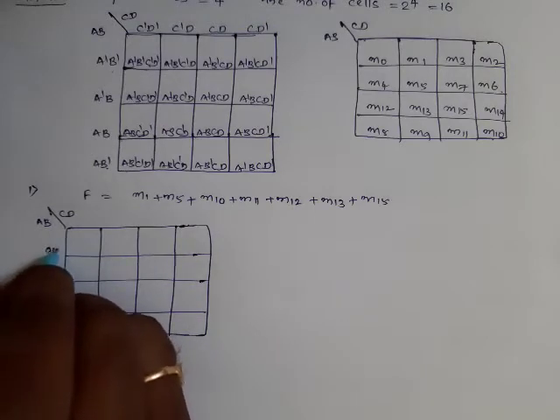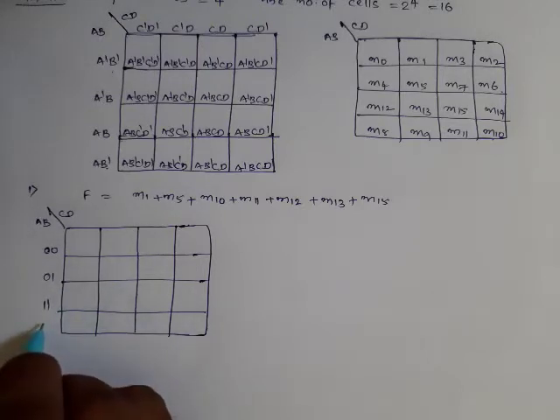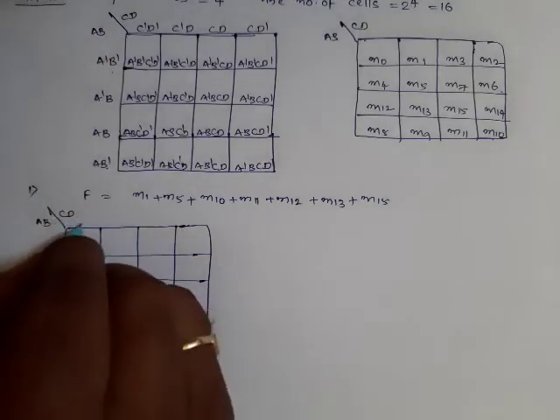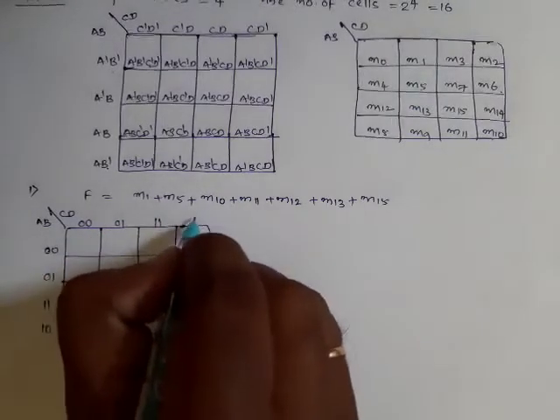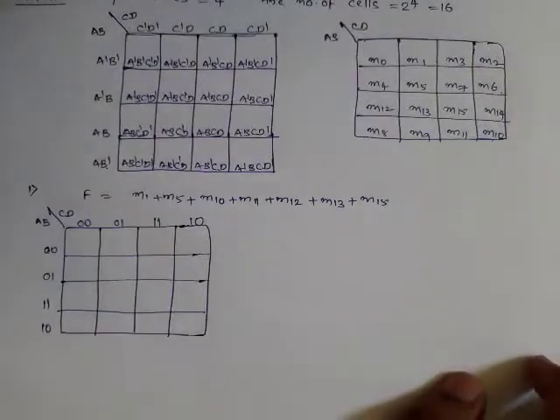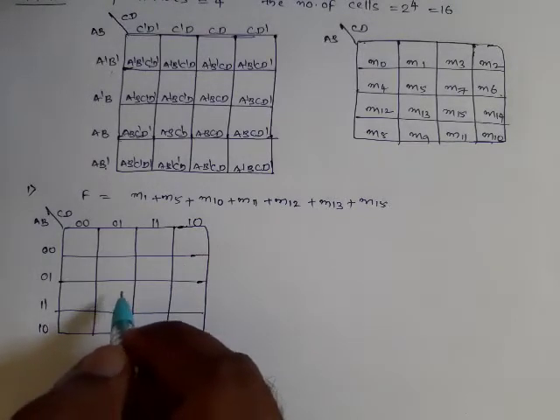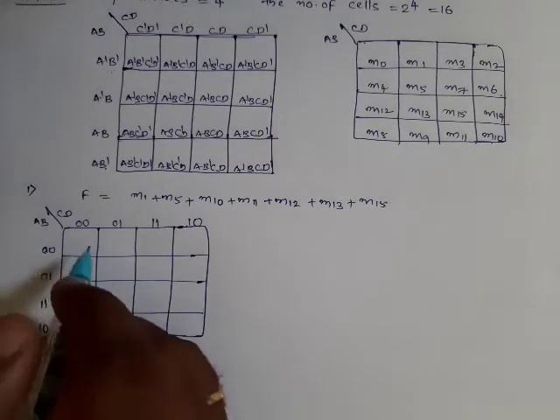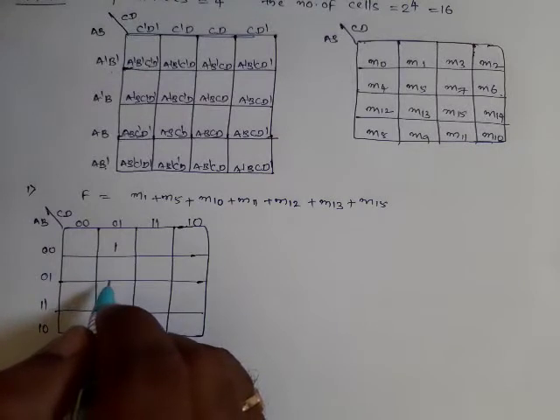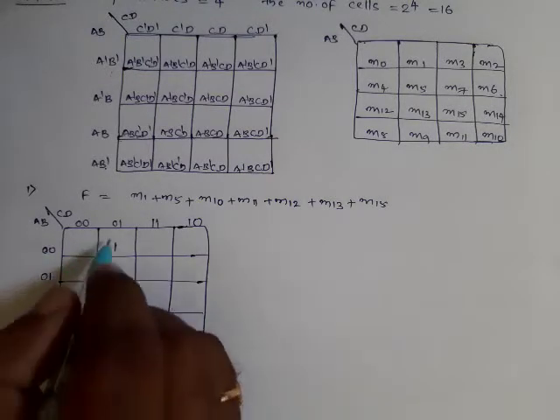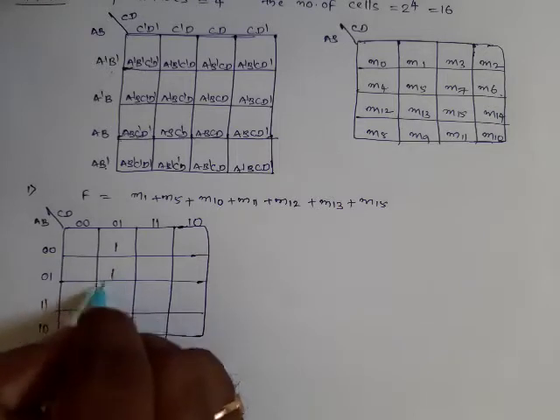So for rows, a bar, b bar, that is 0 0. Next it is a bar, b, and a, b, and a, b bar. Similarly, c bar, d bar, c bar, d, c, d, and c, d bar. Now you have to enter the min terms in the kmap. So m1 you can easily find out that is 0 0 0 1. So this row, this column. So m1, m5 means 0 1 0 1. So this is the cell corresponding to M5.